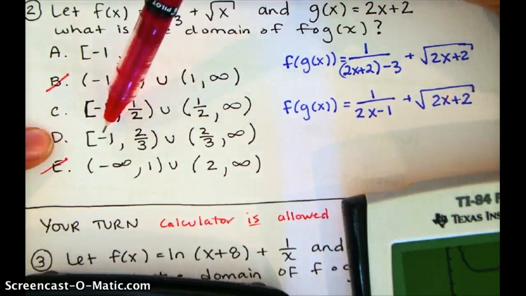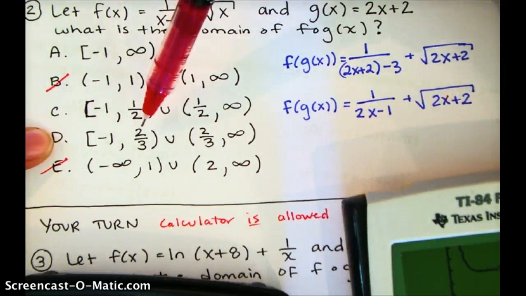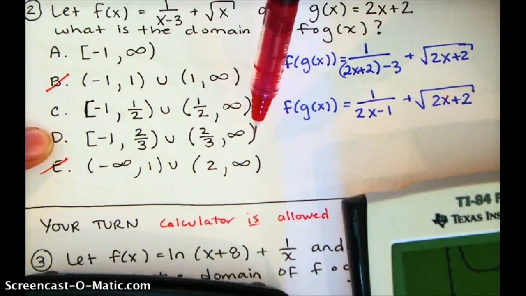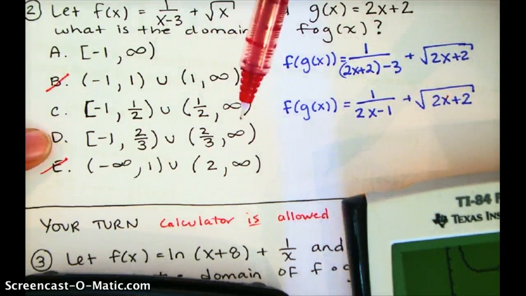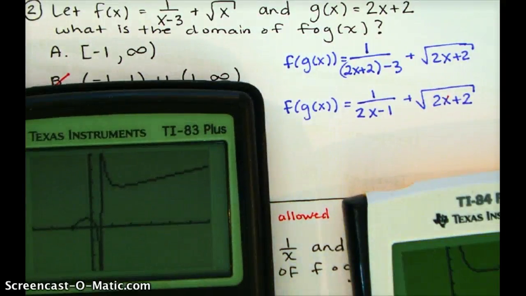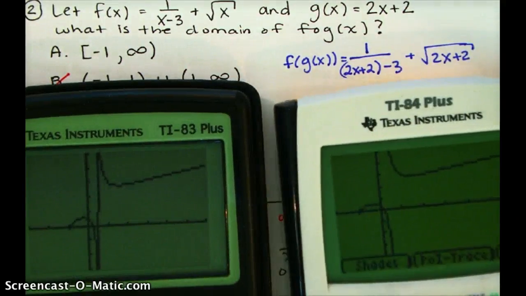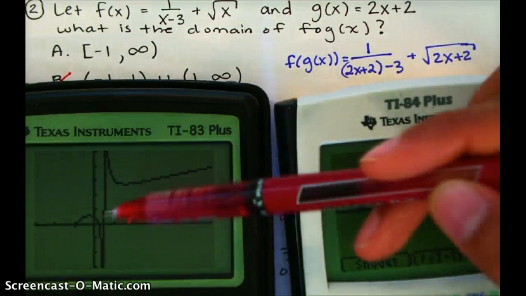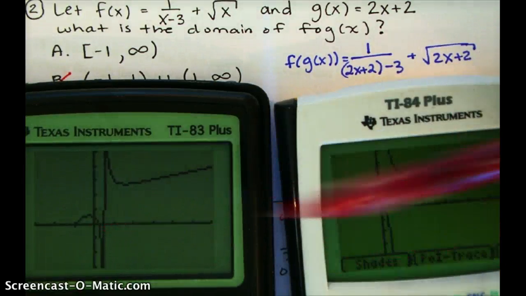Option D is saying it starts at -1, and then it has an asymptote or a hole or something at 2/3, and it goes on to infinity. When I compare these options to my graphs in the calculator, it seems pretty clear that we're going to be looking at C or D, because there is something going on somewhere right here between 0 and 1.